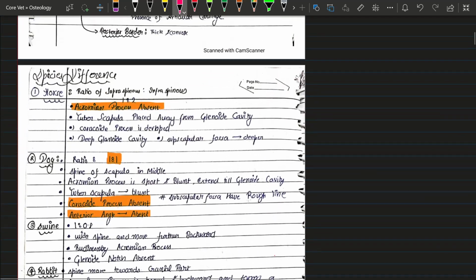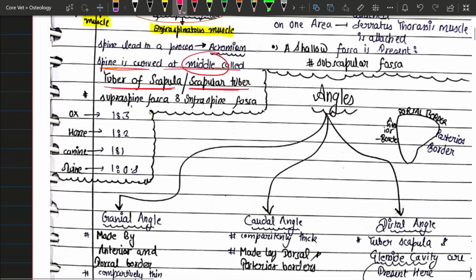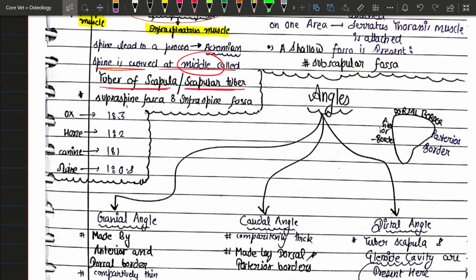Now coming on to the ratios, what is the ratio of these fossas in different species? In the case of the ox, the ratio of supraspinous to infraspinous fossa is 1:3. In the case of the horse, this ratio is 1:2. In canine, it is important to note that these fossas are equal in size, so the ratio is 1:1. In the case of the swine, the ratio is 1:0.8. So please remember these ratios.